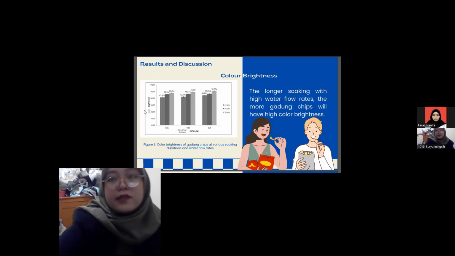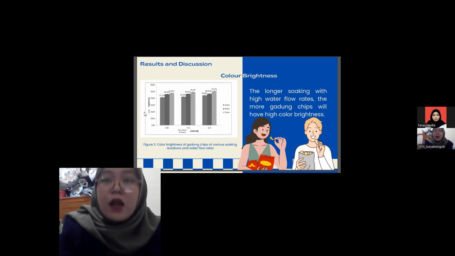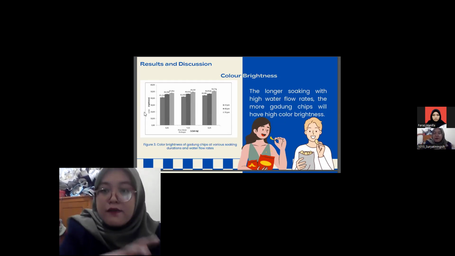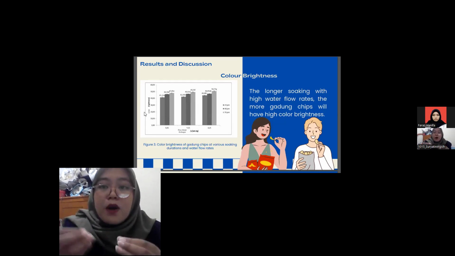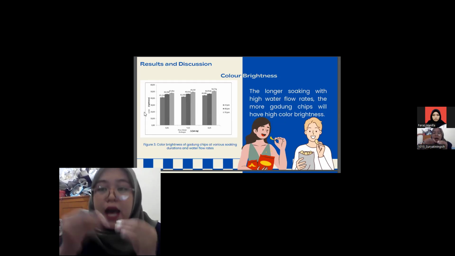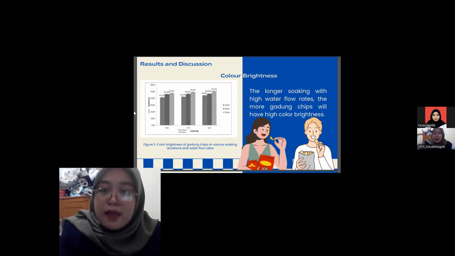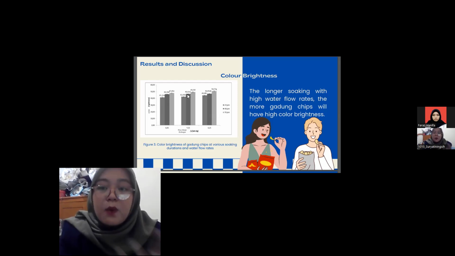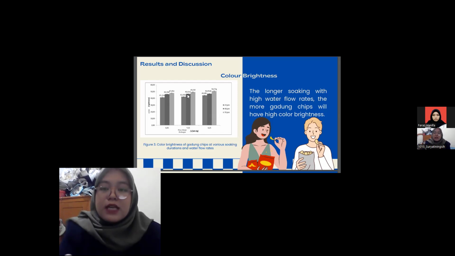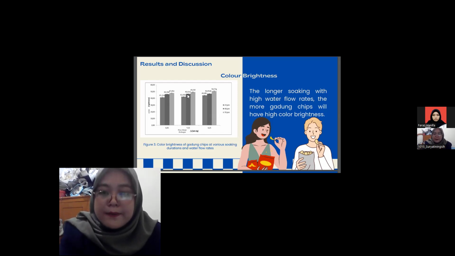Let's look at the graph showing the longer soaking with the higher flow rates. The more gadung chips will have high color brightness. This is because the longer soaking time and the increased water flow rates will help wash away the dirt on the surface of the chips, resulting in a brighter color.